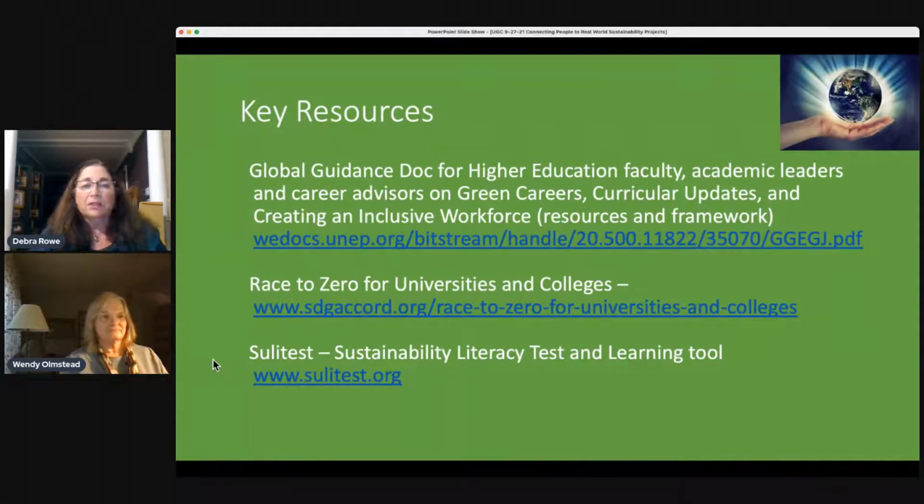And then the last one is the SULI test. That's the Sustainability Literacy Test and Learning Tool. It's been used in like 85 countries, and it's really a great learning tool, and it's free for higher ed institutions. What do your students actually know about the SDGs? And what do they know about the mindset of being a change maker for the future? And it gives you really good feedback that you can use so that the rest of your course is more aligned with what the students actually need instead of just what you wrote in your syllabi a few months ago. So I love that resource as well.